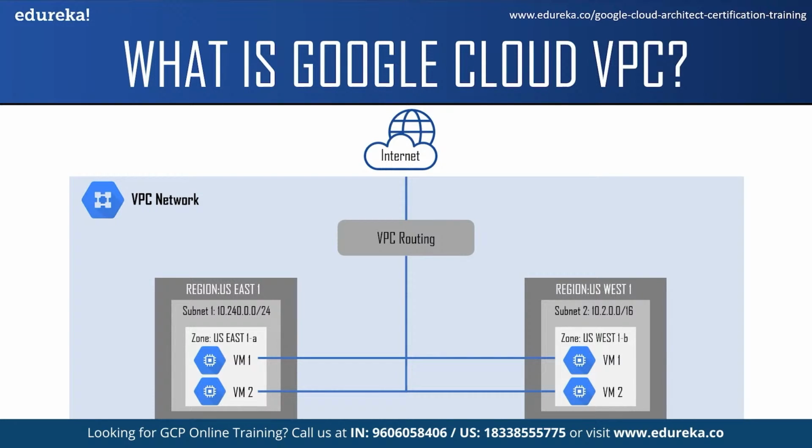Here you can see there are 2 virtual machines in the US East subnet and there are 2 virtual machines in the US West subnet. Now these virtual machines can access the internet through the VPC routing. VPC routing decides how to send traffic from the virtual machine instances to the destination. The destination could be either the other virtual machine instances or the internet. Moving on, let us understand a few important concepts in VPC like IP addresses, routes, and firewall rules. You will find all these concepts in Google Cloud VPC's console.